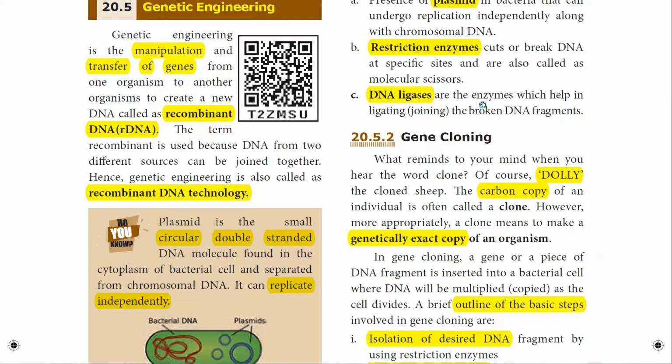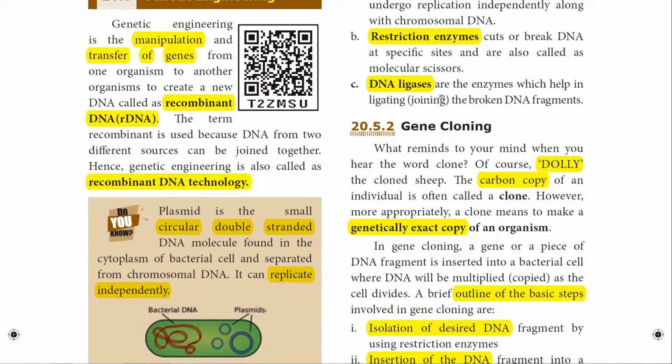The third thing we need is DNA ligase. These are also extracted from microorganisms. These are the enzymes which help to join. Whatever segments are broken must be joined according to the pattern we need. So DNA ligases are the enzymes which help to join these broken DNA fragments.